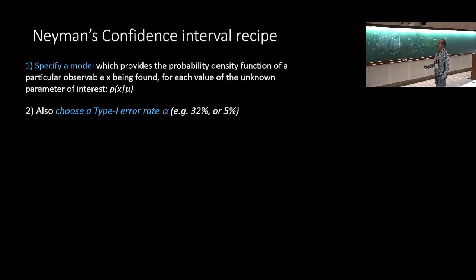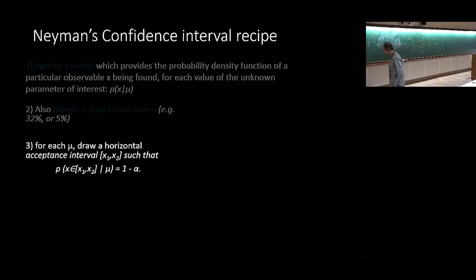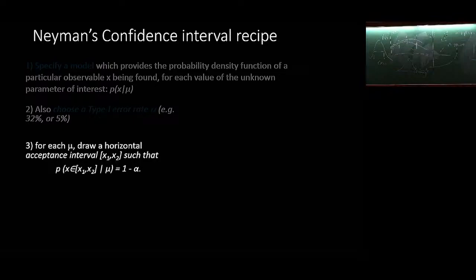And then also you choose, as you hit the mat on the floor with your left foot as you wake up, a type 1 error rate. It could be 31.8%, it could be 5%. And then the fun begins. You use your PDF. For each value of the true quantity you want to estimate, you evaluate the PDF. The PDF will have a certain shape. It will not be Gaussian typically. It will be something, whatever it is. And this is for a value of mu equals 5.